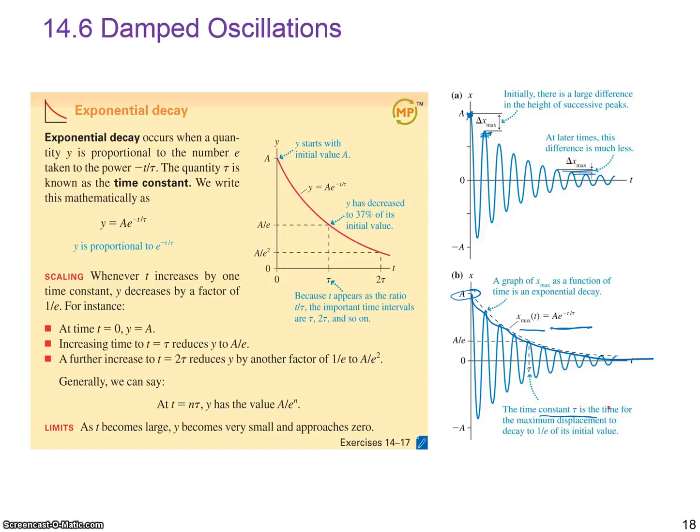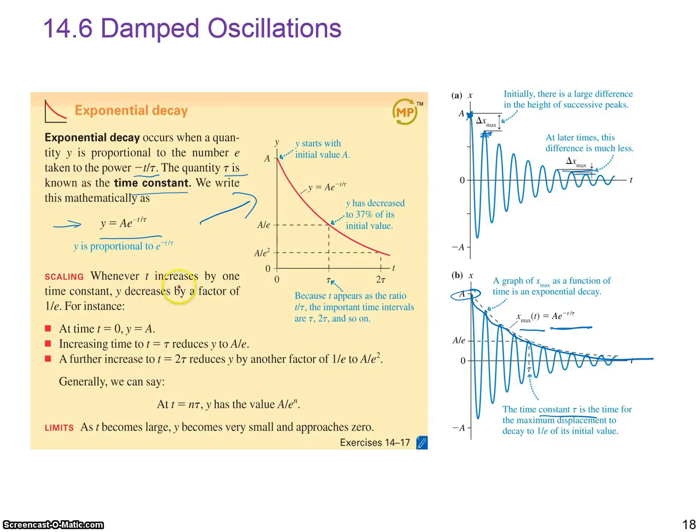So let's look back here. These are for x over here. They substitute y over here, but it's the same mathematics. So exponential decay occurs when a quantity y is proportional to the number e taken to the power minus t over tau. Again, tau is the time constant, and this is the exponential decay, and they show the graph that goes along with that here.